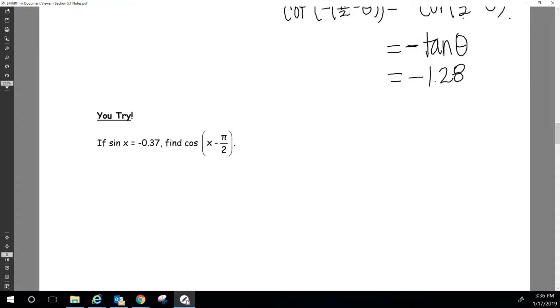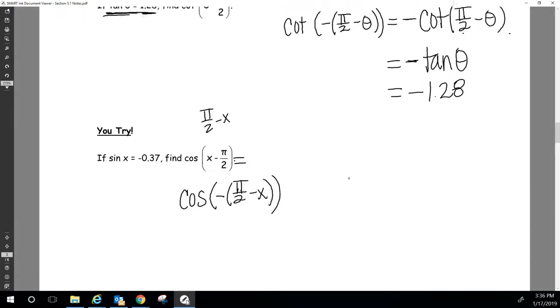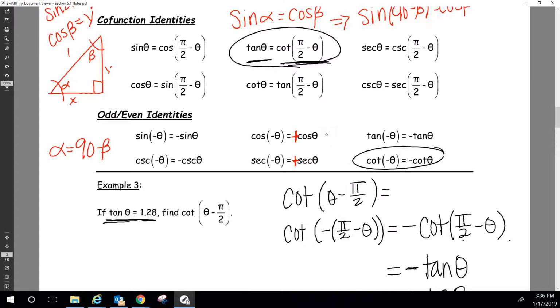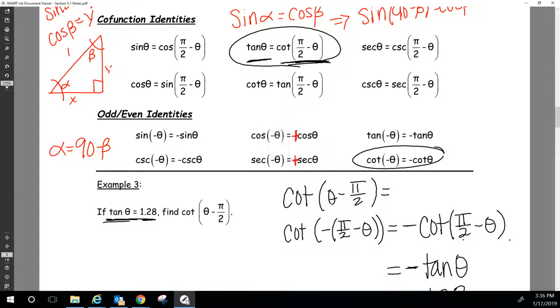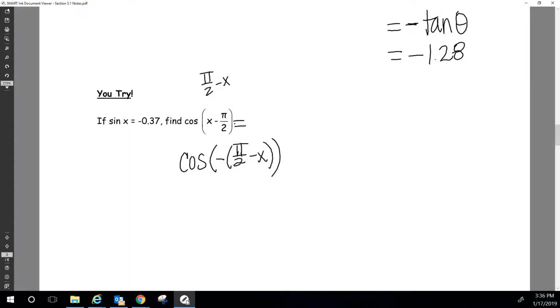All right, so again, starting with cosine of x minus pi over 2, I need it to look like pi over 2 minus x. So this guy here is the same thing as cosine, factoring out that negative, pi over 2 minus x. Now it kind of looks like it. I've got cosine of a negative angle. What does my chart say about cosine of a negative angle? Remember, this guy was an even function, so cosine of the negative angle is equal to positive cosine of the positive angle. So this guy here is equal to cosine of the positive angle.